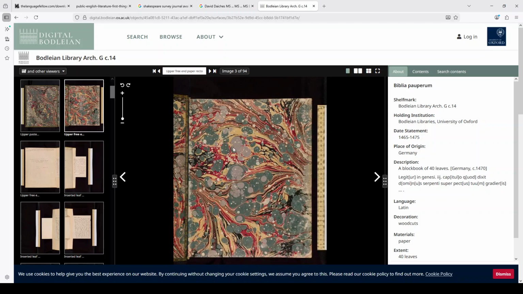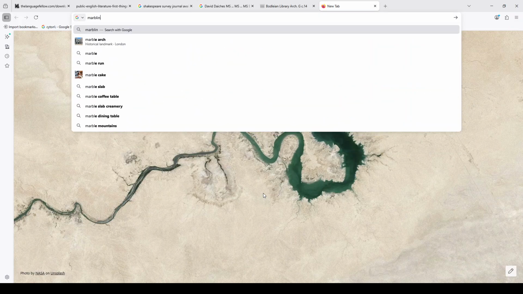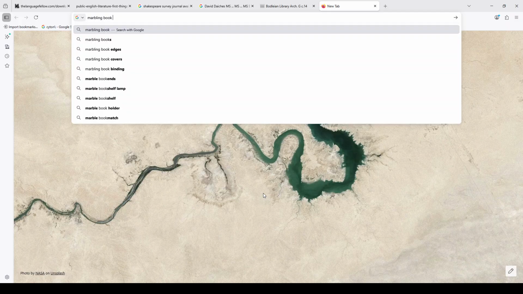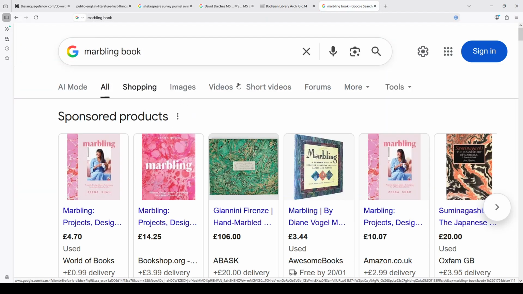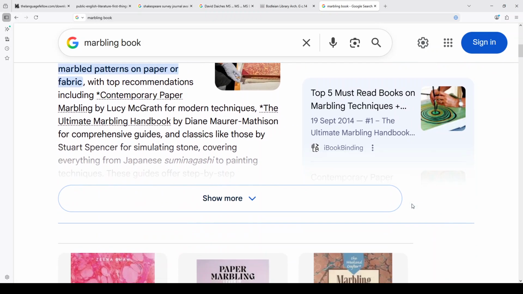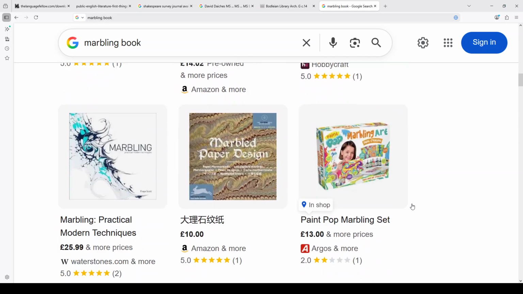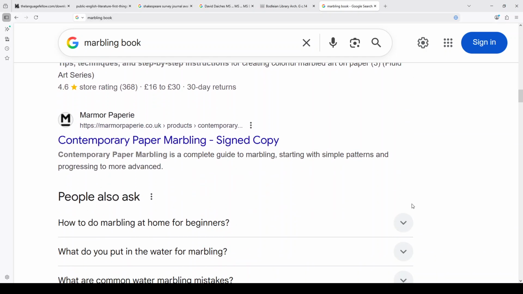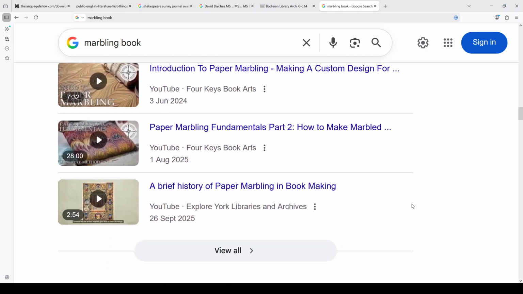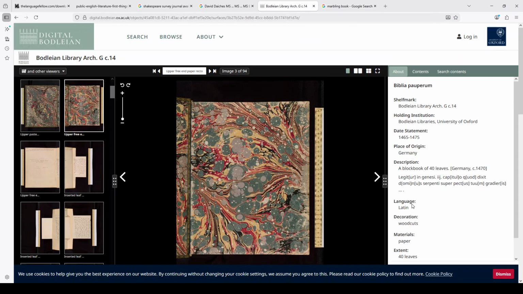This, by the way, is called marbling. Marbling, marbling book. So you have to know this kind of vocabulary if you want to work in those areas, and this may not be an area that is very appealing to you, but just in case.